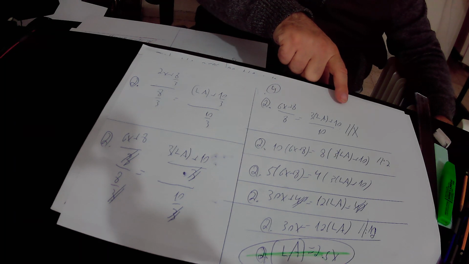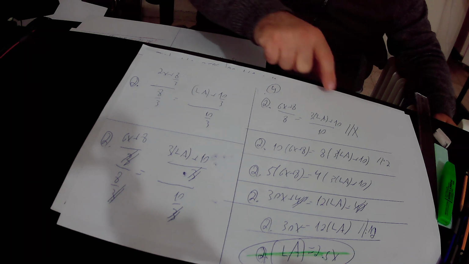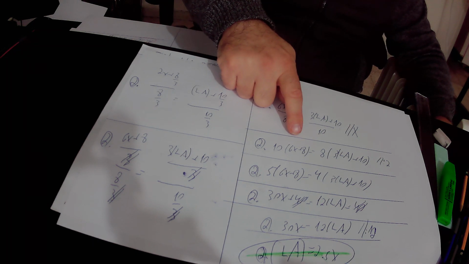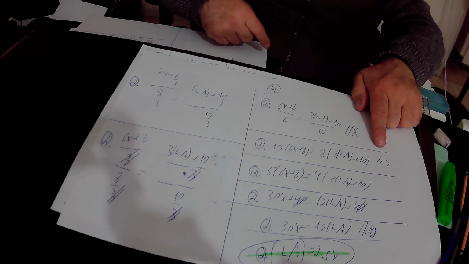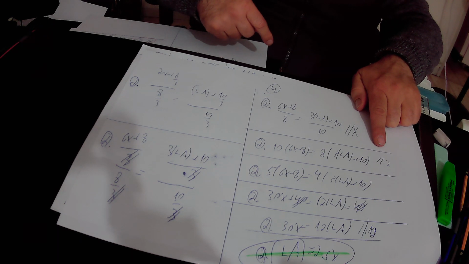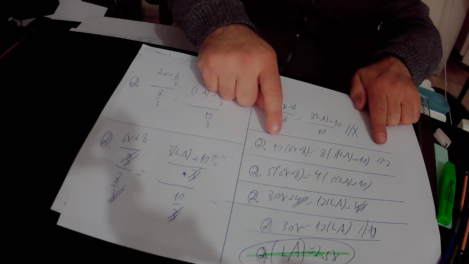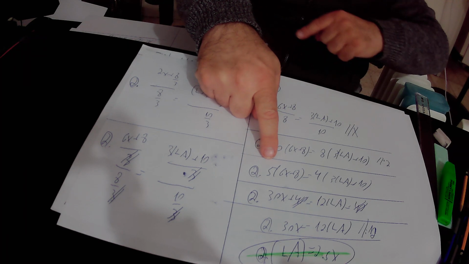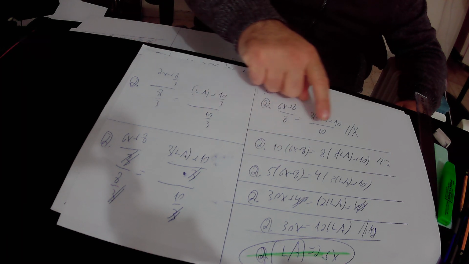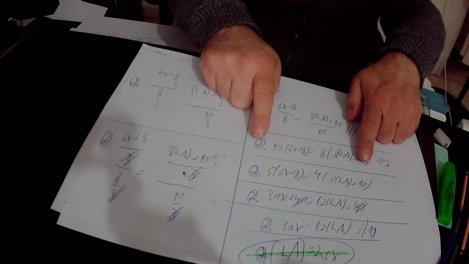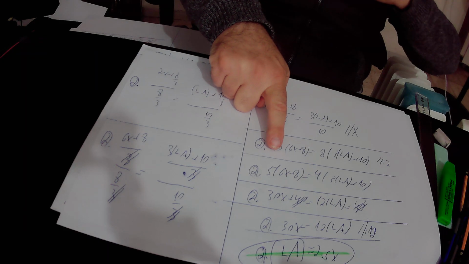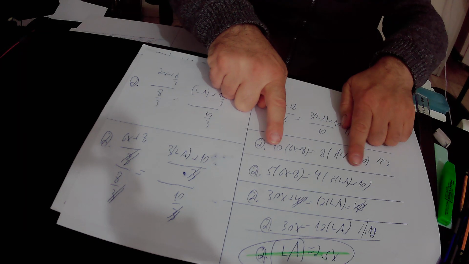Here we cross multiply this equation, equation 2, and finally find out that 10 times (6x plus 8) equals 8 times (3La plus 10). Here we divide this equation, equation 2, by 2 and finally find out that 10 over 2 is 5. Inside the brackets we have 6x plus 8. That equals 8 over 2 is 4. Inside the brackets we have 3La plus 10. So in conclusion, we found out that 5 times (6x plus 8) equals 4 times (3La plus 10).